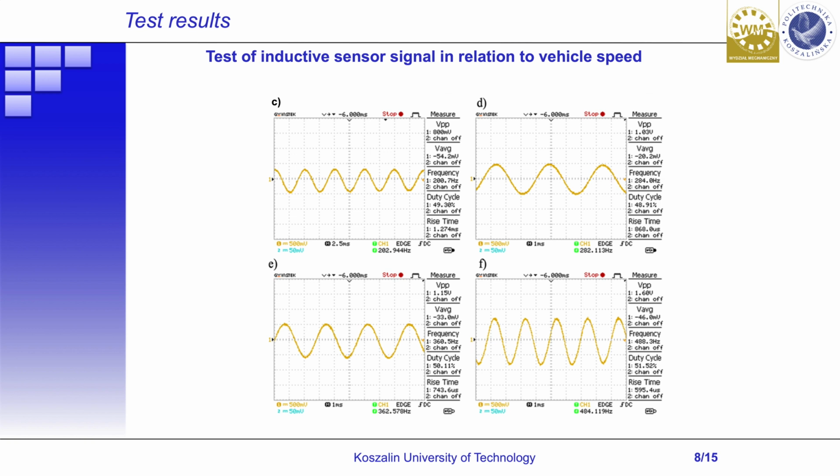So we see that the dependence of the inductive sensor signal amplitude on the vehicle speed is linear. Increasing the speed of the vehicle results in increasing the amplitude of the signal, making it easier for the ABS controller to respond correctly if one of the wheels loses contact with the surface.